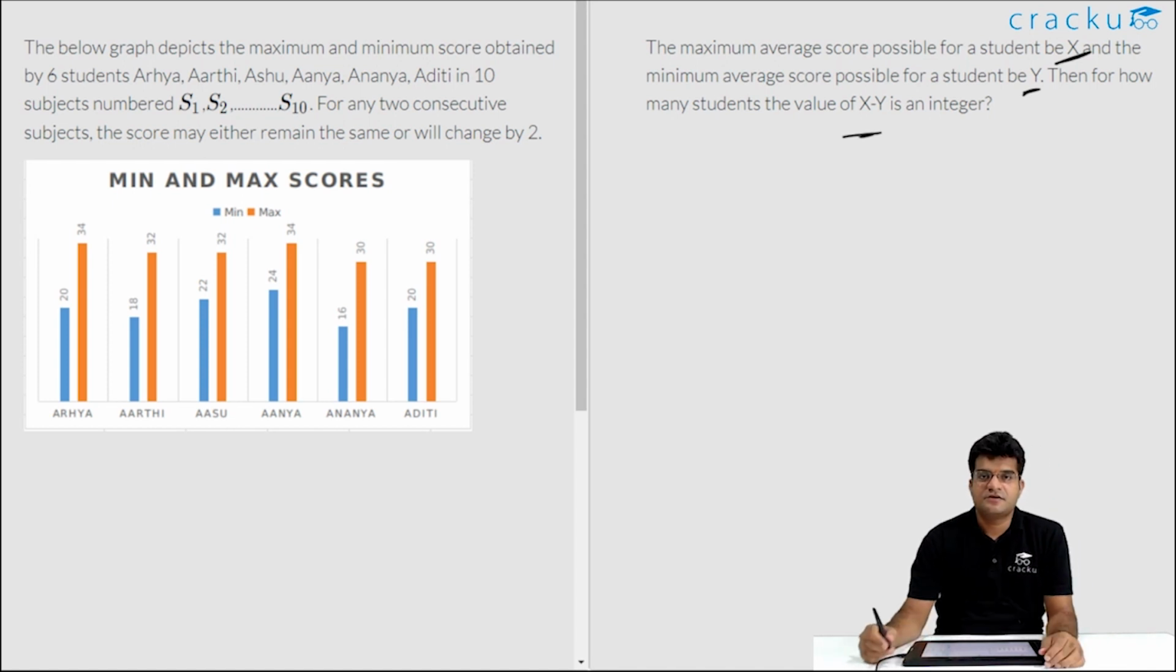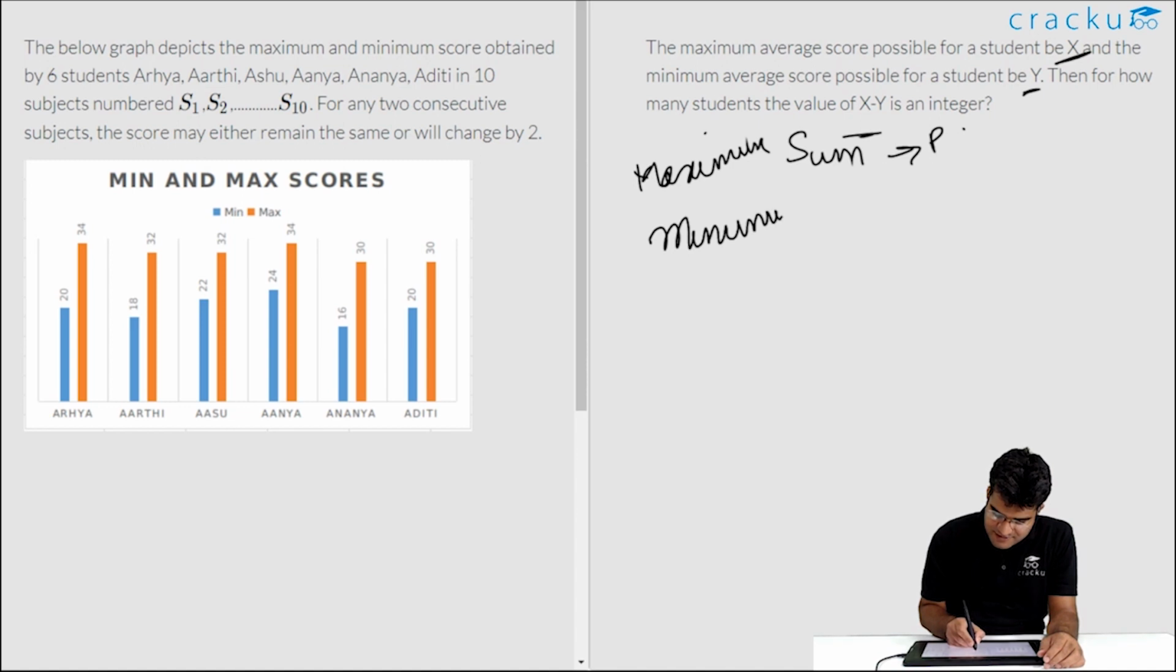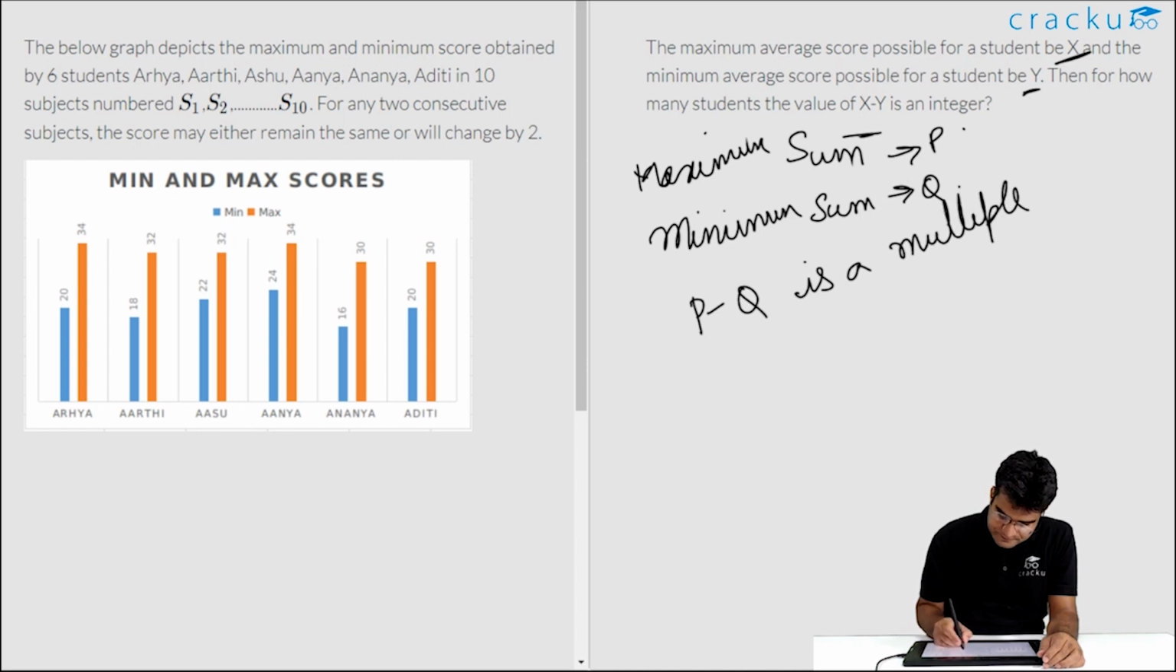So what we will do is, instead of calculating the average, we will calculate the maximum possible value of sum, that is sum of the scores, maximum possible value of sum. We will call it P. We will also call the minimum possible value of sum, because it makes calculations easier, Q. Now we will find for how many of these cases P minus Q is a multiple of 10. This is what we will try to do.